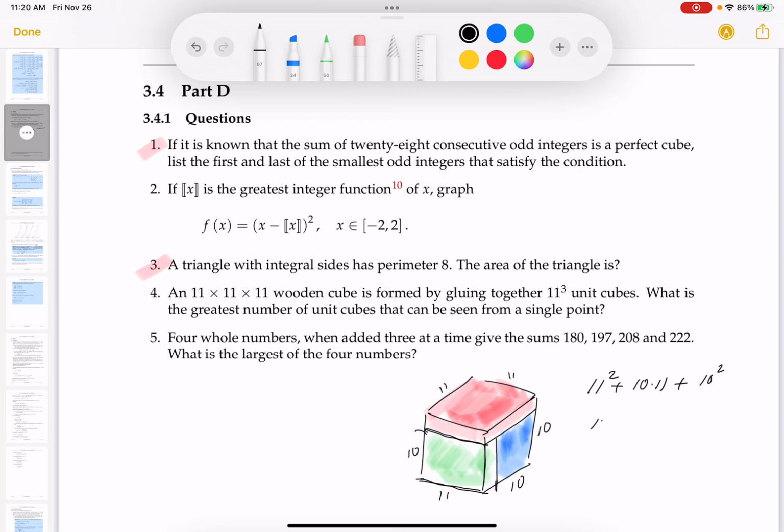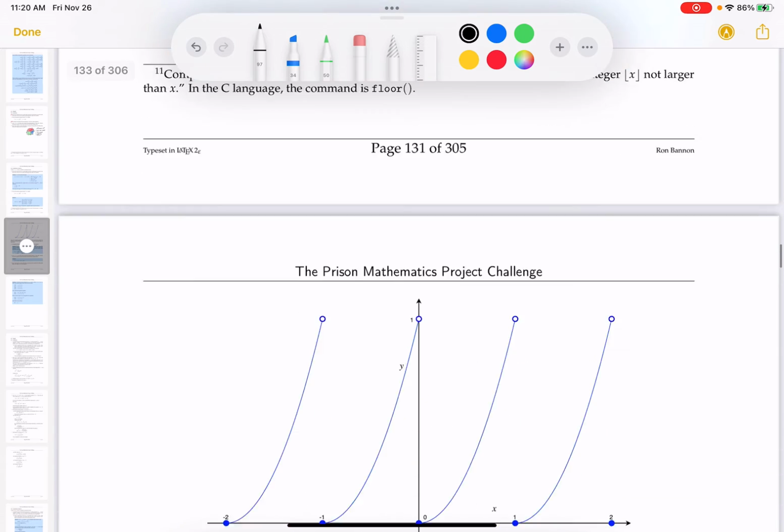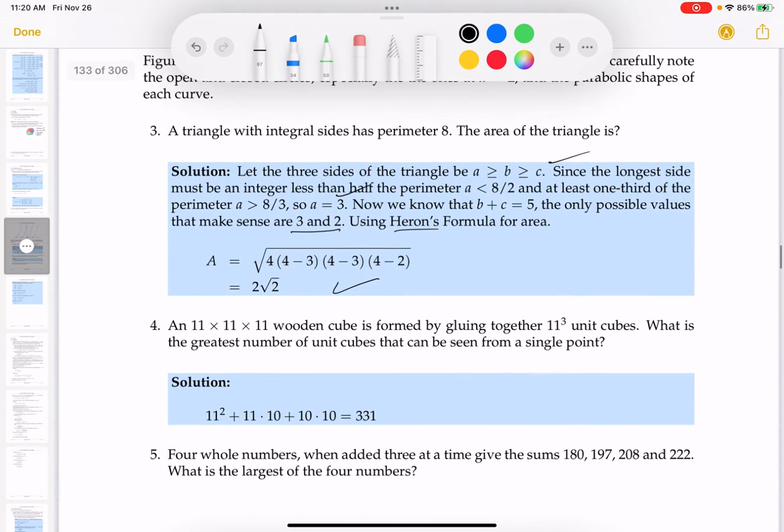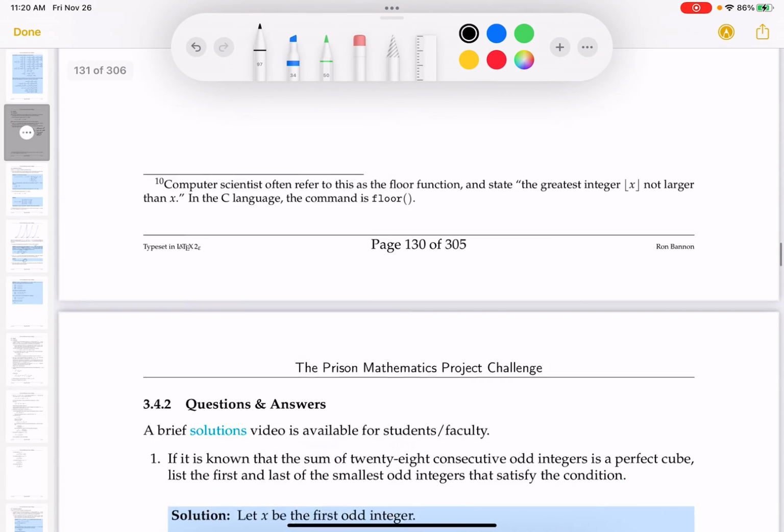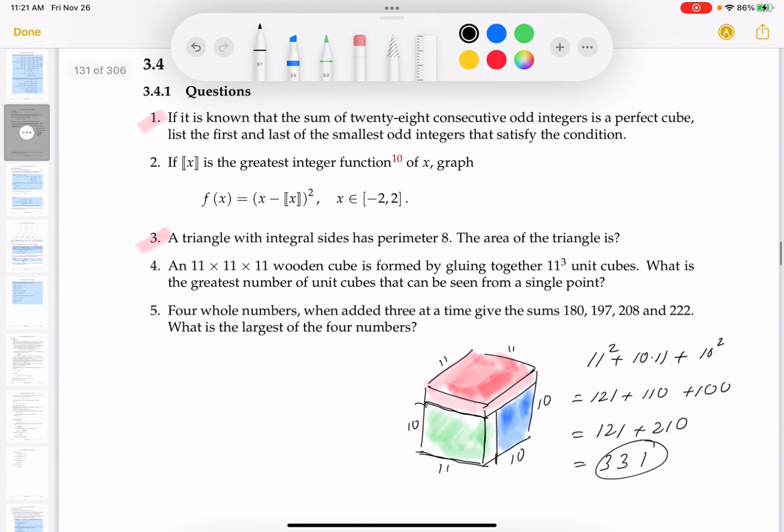So I'm going to see 121 plus 110 plus 100. Let's see, 121 plus 210. This is going to give me 3, 3, 1 cubes. Let's see if I did that right. Oops, gone too far. Yep, not bad. All right, let's go to the last question. I think it is going to be sort of simple.